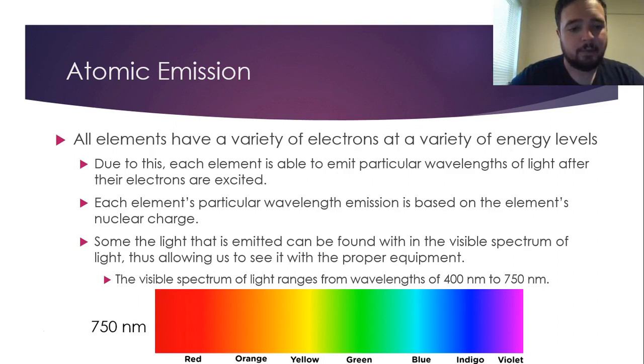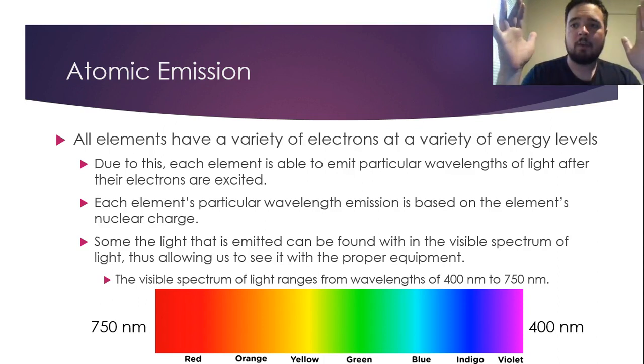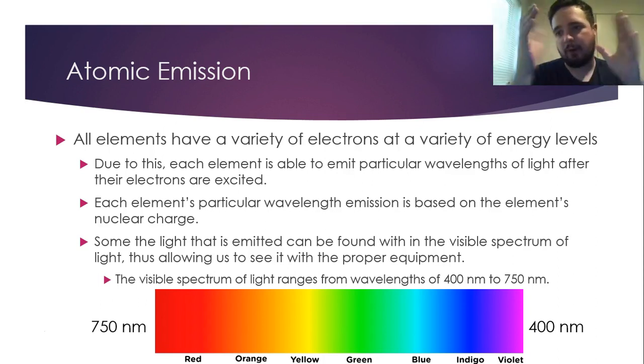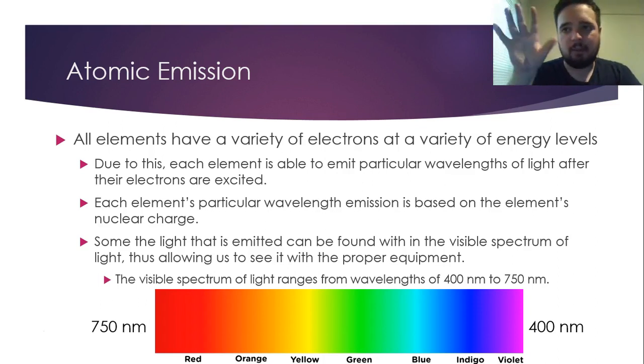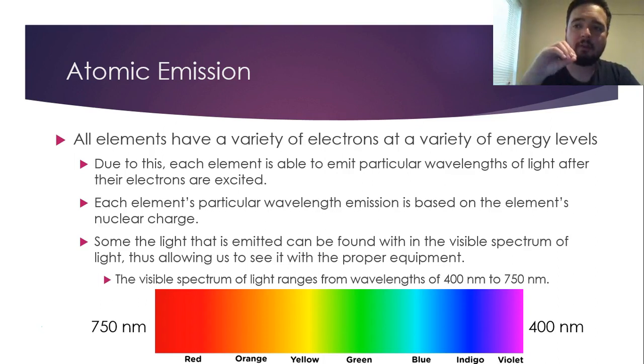So 750 nanometers on the left, the longer the wavelength, the more red it gets, and then at 400 nanometers, the shorter the wavelength, the more purple it gets. The big thing with this too is that the red light is low energy, the purple light is higher energy, because the more scrunched up the wavelength is, the more energy can pass through it at one time. Whereas with the longer wavelengths, only so much energy can pass at a particular time.